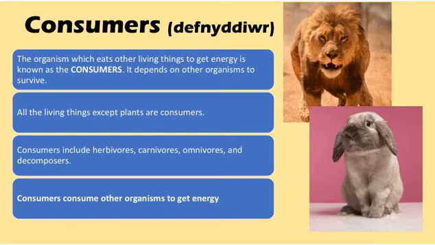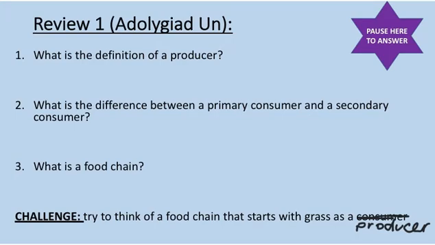Okay, so now we have review 1, adolygiad 1. There's 3 questions and then a challenge at the end. So if you could pause the video here to answer these, and then we'll go through them in a second. Alright, so hopefully you've answered these and maybe even tried the challenge at the bottom. So question 1, what is the definition of a producer?